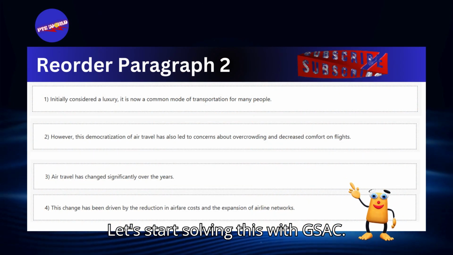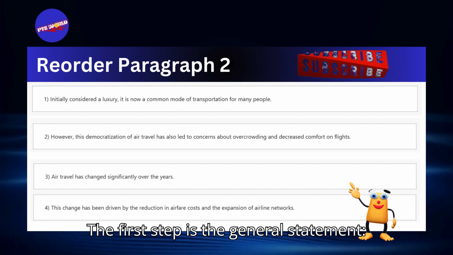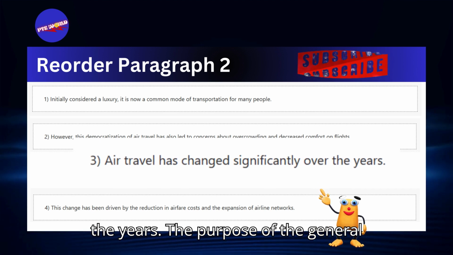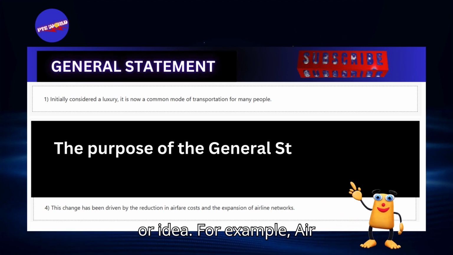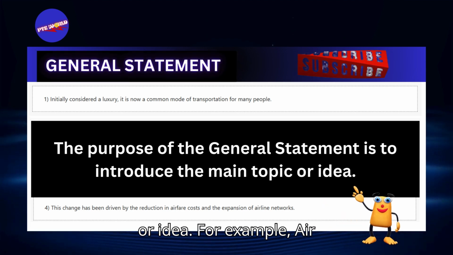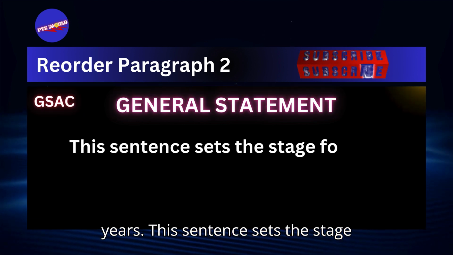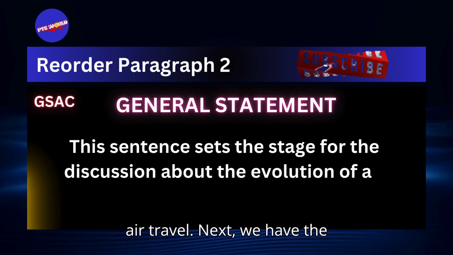Let's start solving this with GSAC. The first step is the general statement. Air travel has changed significantly over the years. The purpose of the general statement is to introduce the main topic or idea. For example, air travel has changed significantly over the years. This sentence sets the stage for the discussion about the evolution of air travel.